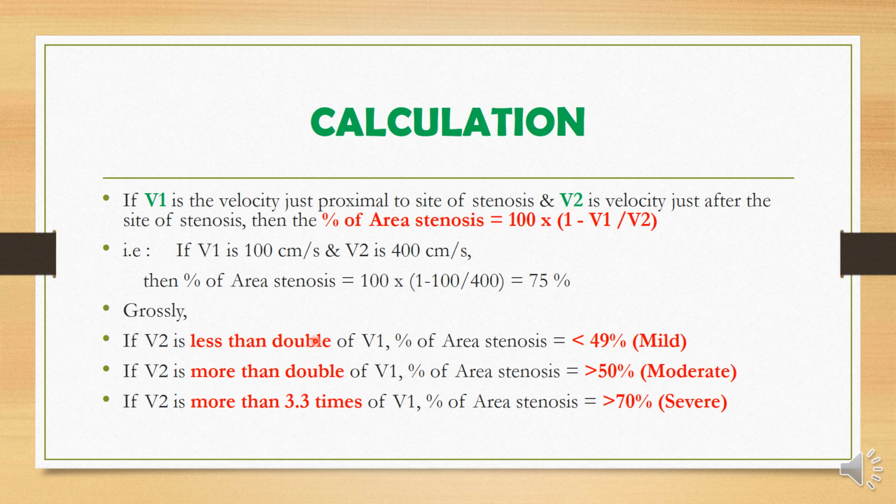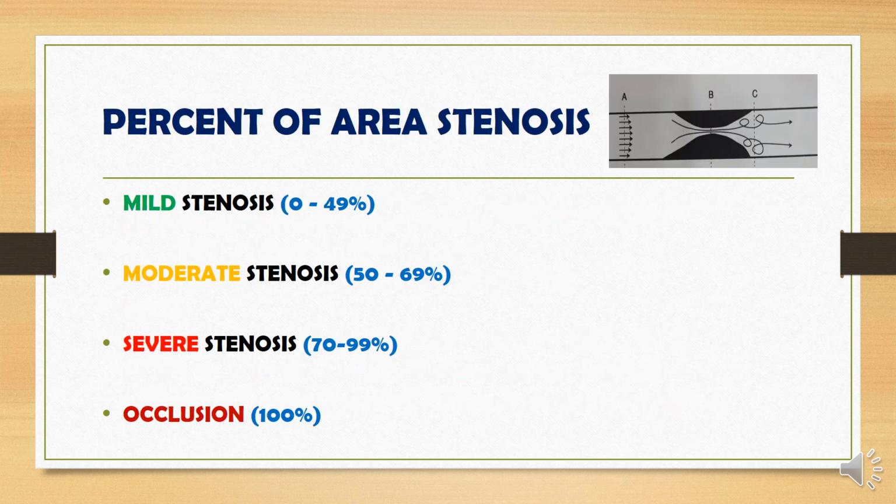If the velocity is more than double, then it is moderate. If it's less than double, then it's mild. And if it's more than 3.3 times, then it's a severe stenosis. And for reporting, we use the same format: 0 to 49% as mild stenosis, 50 to 69% as moderate stenosis, and more than 70%, less than 99% is a severe stenosis. And if it's 100%, then we report it as a complete occlusion.